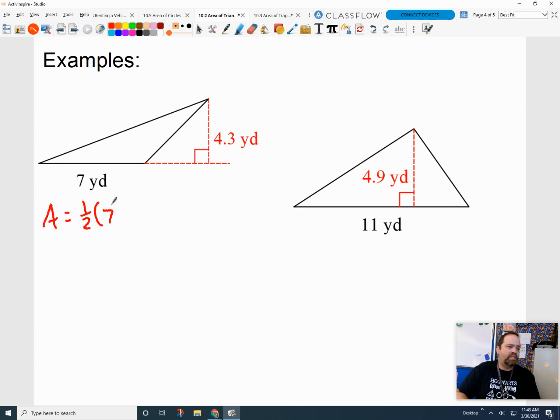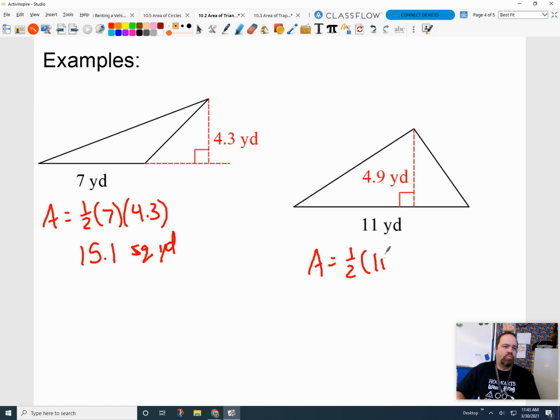Half of the base is 7, times 4.3, is 15.1. If you get funky decimals on these, make sure that you are rounding them to the nearest tenth. And then the last one here, half of base times height. So half of 11 times 4.9 is 27 square yards. Okay, that's it. It is half of a parallelogram.